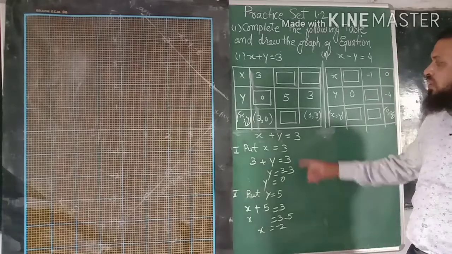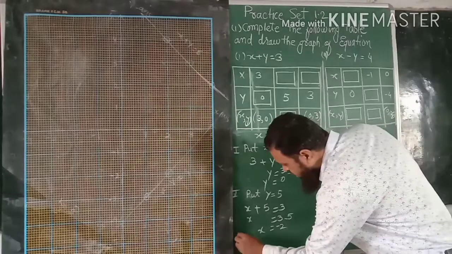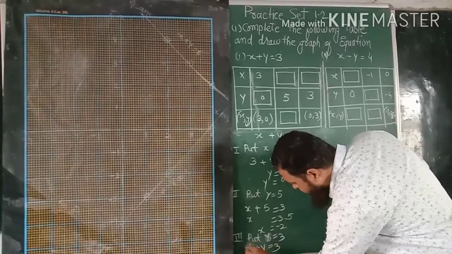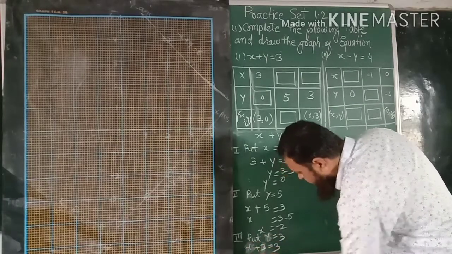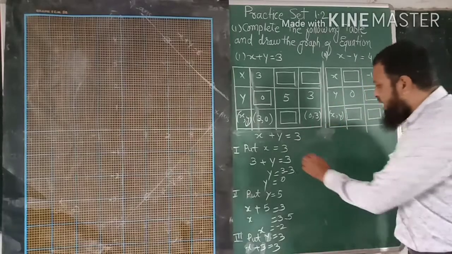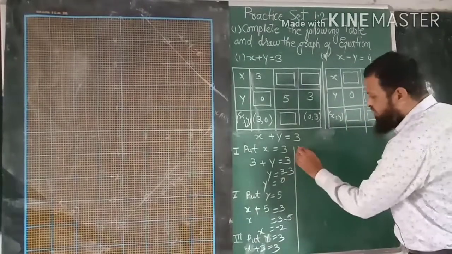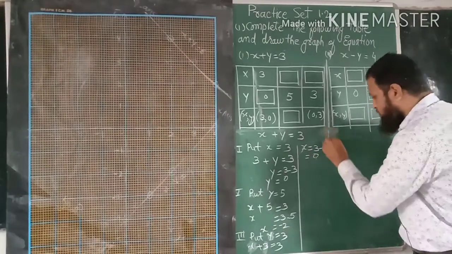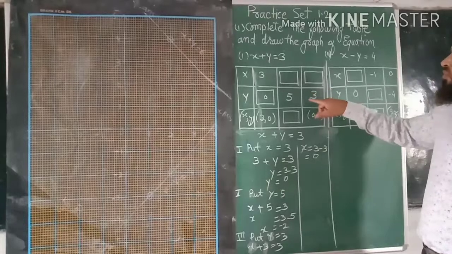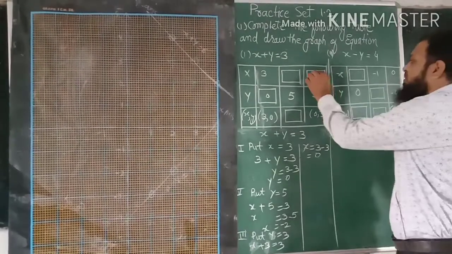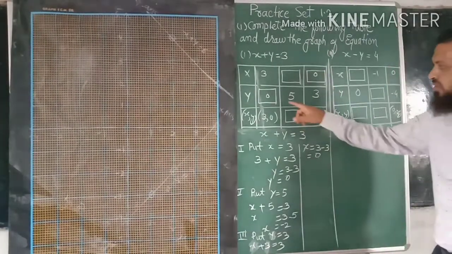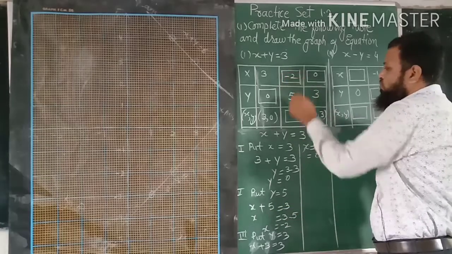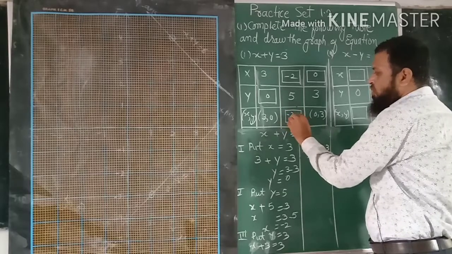Now the third case, here put value of y is 3. So x plus 3 is equals to 3. Hence x is equals to 3 minus 3 is equals to 0. So when y is 3, x will be 0. When y is 5, x will be minus 2. So minus 2 comma 5.